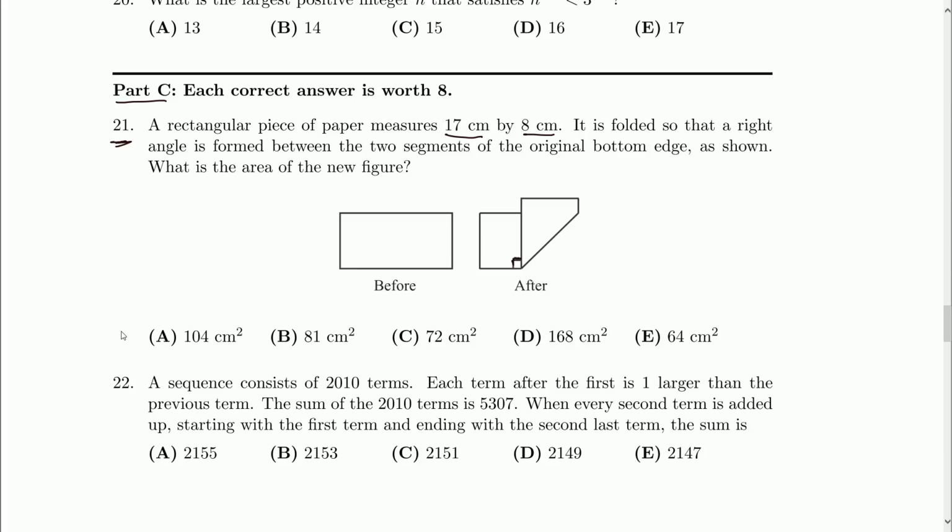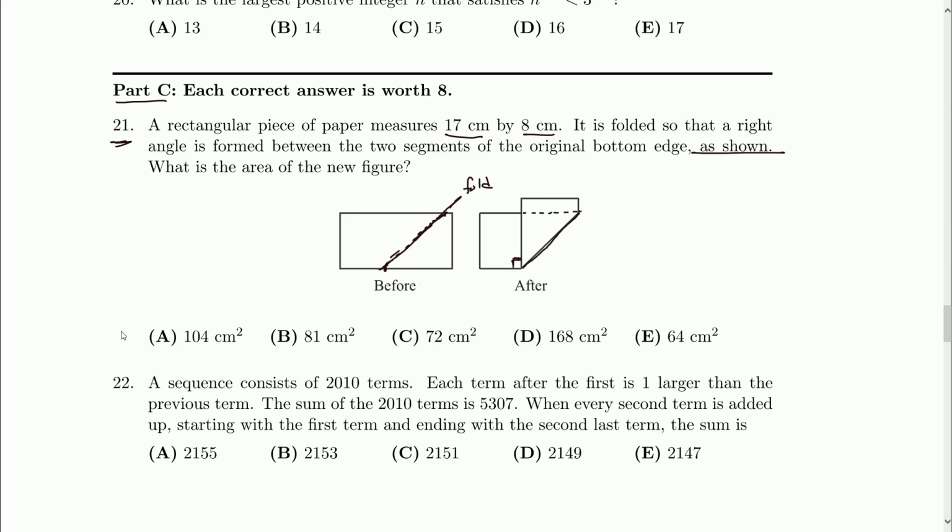It's folded so that a right angle is formed between the 2 segments of the original bottom, so we cut off at some point, and then I guess we fold. Now, based on the picture, it looks like we're able to get all the way up and then to the other side. It's not one of these partially folded bits, because they say as shown. So the diagram is at least some indication of what's going on. And so we fold along this line, and so we're left with a nice little folded bit. And clearly part of the paper overhangs.